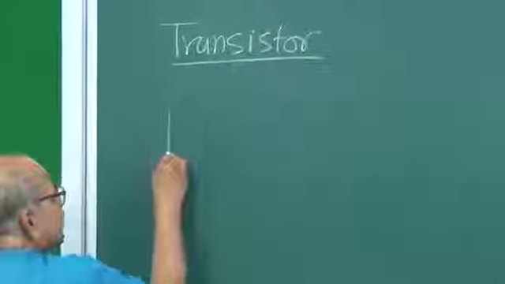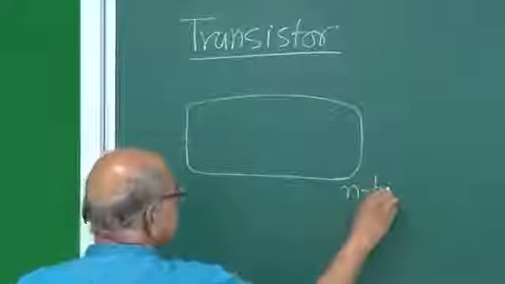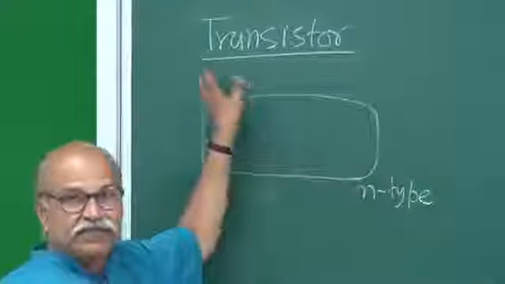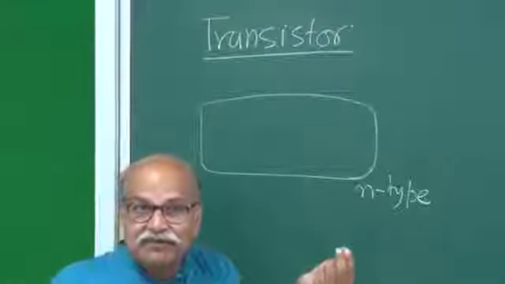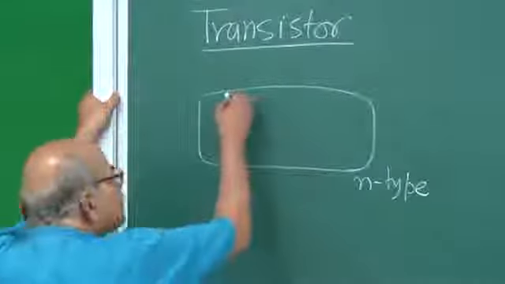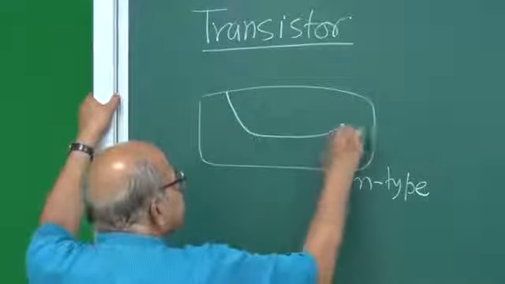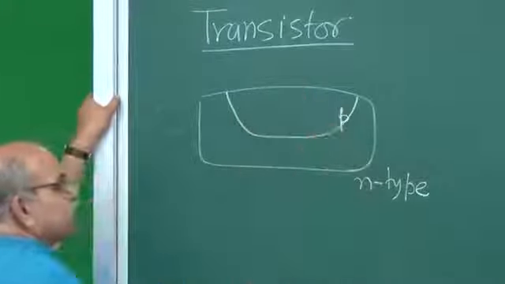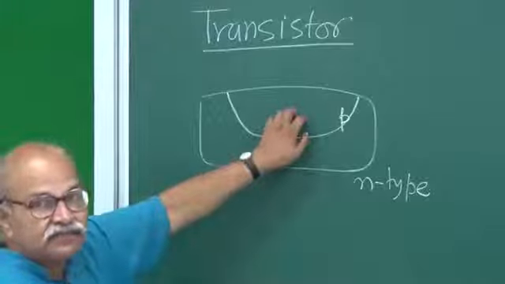So you start with, let us say, n-type material. Suppose this whole wafer is n-type semiconductor. In the picture it may look very large, but the actual thing may be a few hundred microns, less than a millimeter. And then you diffuse, say, p-type impurities from the top and make this region p-type like this. So this becomes p-type, and you get a p-n junction.